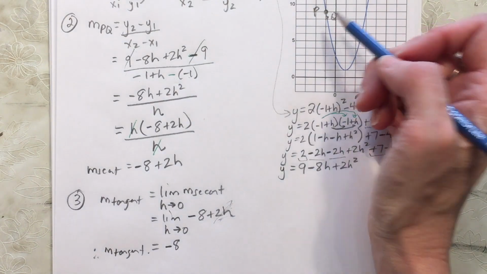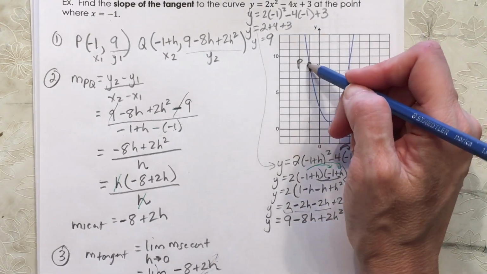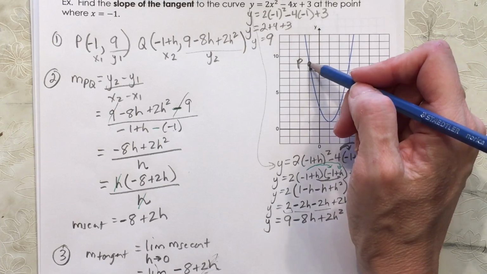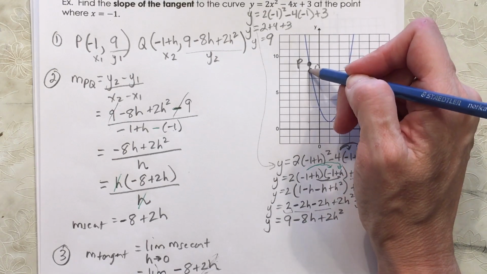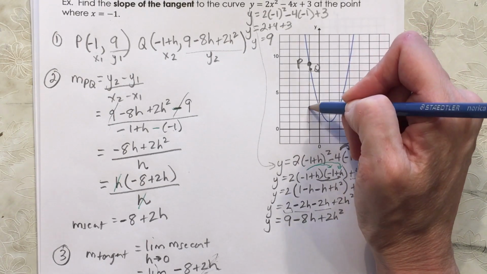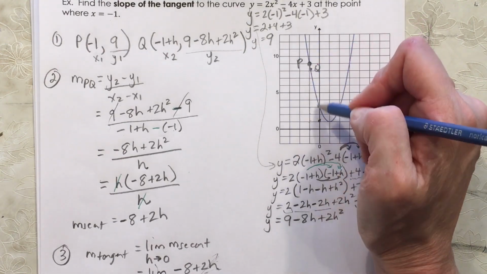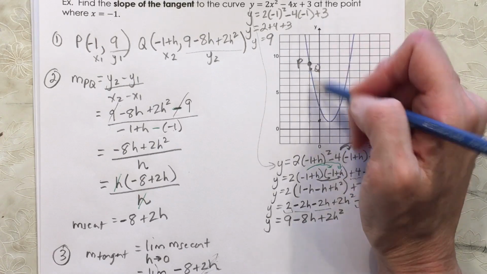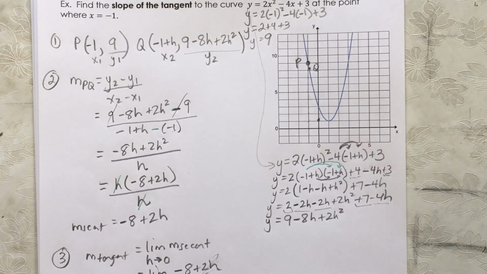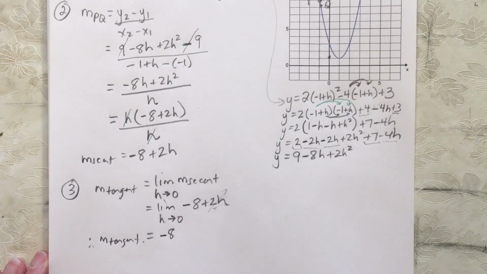So again, at point P, if we come up to our graph, we're saying the slope of the tangent would be negative 8, which would mean down 8: 1, 2, 3, 4, 5, 6, 7, 8, and right 1. And you can see that that's going to give you a fairly steep tangent, and a negative, which is what we expected to get when we first looked at our question.